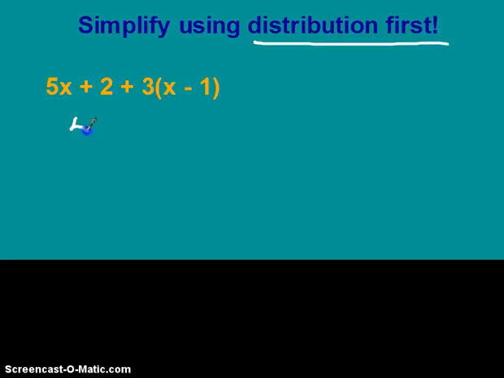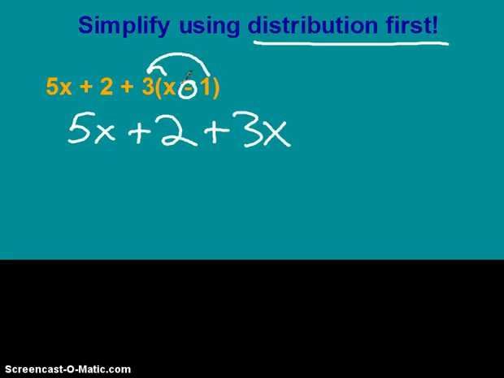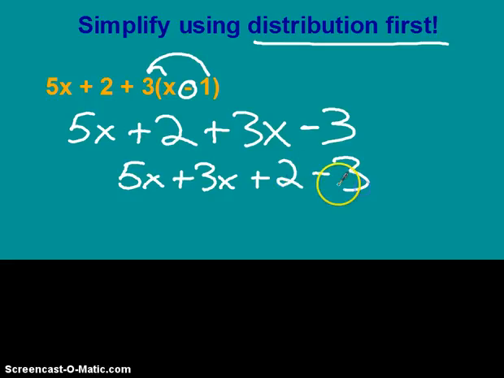So there's nothing to distribute here with 5x plus 2. We can multiply 3 times x for the distributive property. 3 times x is 3x, and then we have to multiply 3 times. Now let's not forget that that's a negative 1, a minus 1. So this term here is going to be a negative 3, or subtracting 3. Now we have to put like terms together. So let's rewrite it like that. We're going to have a 5x term, a 3x term, a 2, and a minus 3.